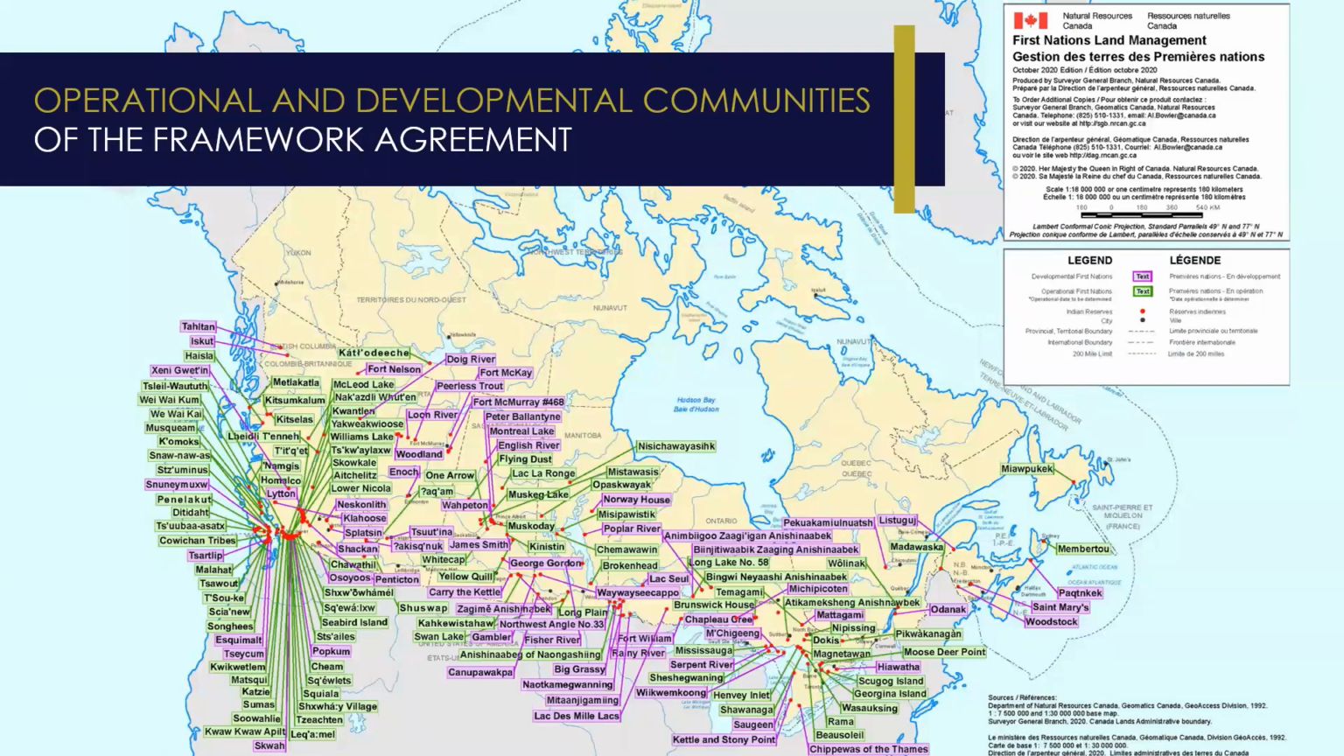This is just a map to show some of the First Nations that are developmental and operational. So this map is a little bit outdated. This is the most current one that Natural Resources Canada has prepared for us. But all the developmental communities are listed in purple there. And then all the ones listed in green have ratified their land code and are considered operational.